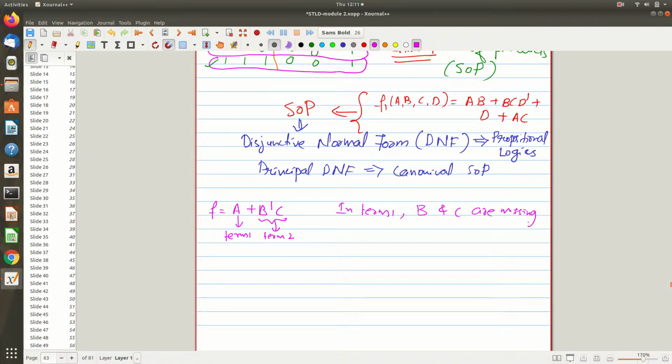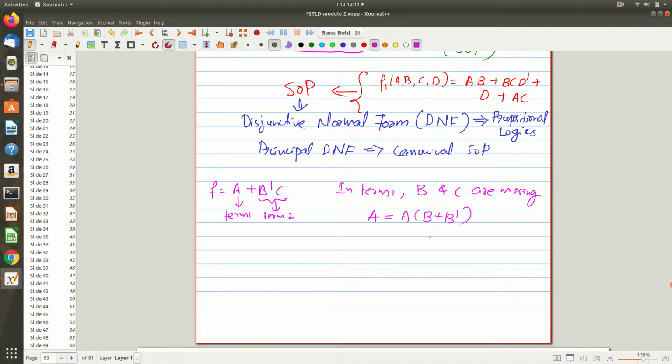So what I am going to do is, first I am trying to add B into term 1. So focus on term 1. This A is equivalent to A into B plus B dash. Is it correct? What I have done is, I just multiplied A with B plus B dash. What is B plus B dash? B plus B dash is 1, right? Hope you remember, B plus B dash by complement law is 1. So A dot 1 is nothing but A.